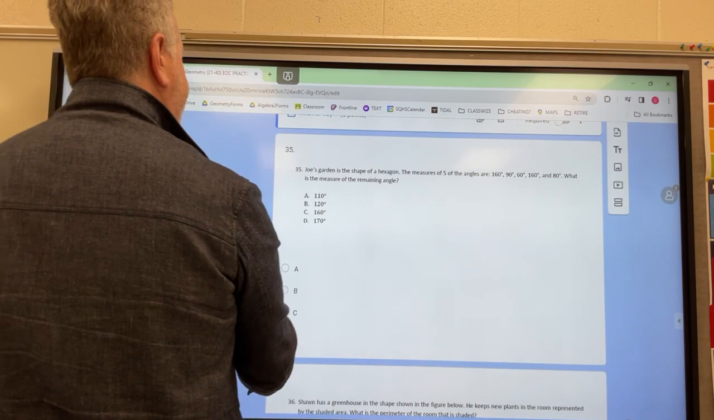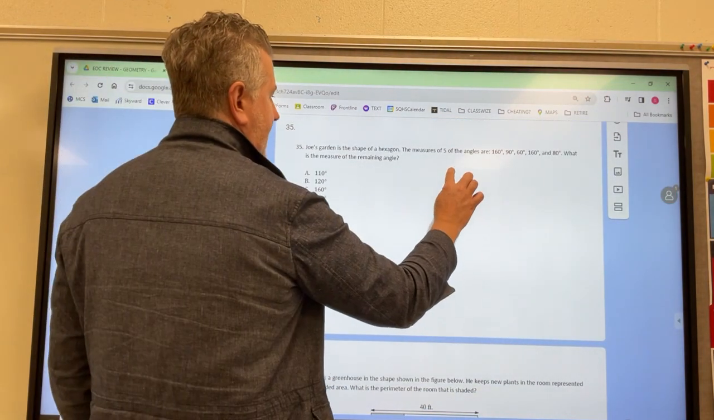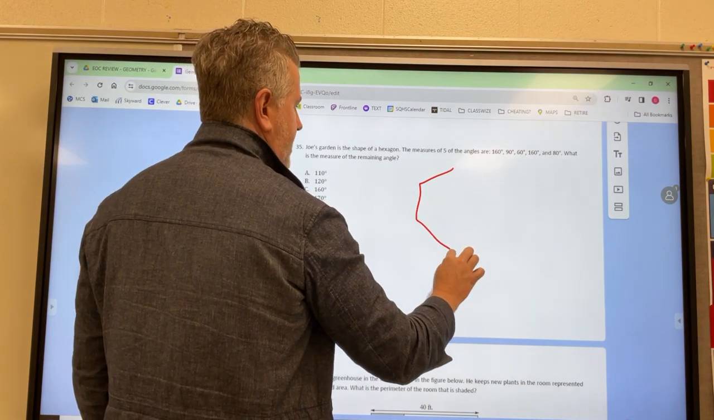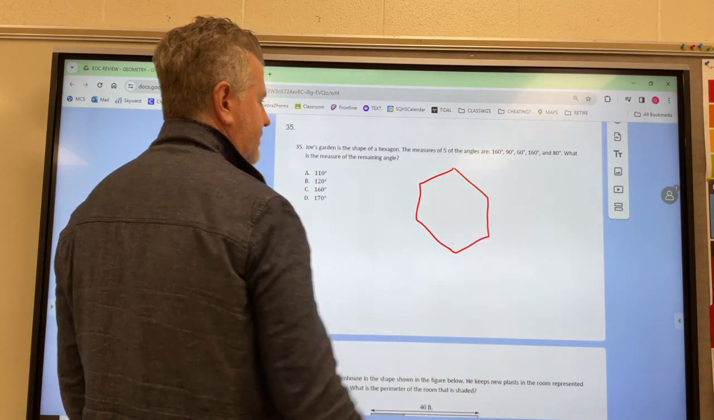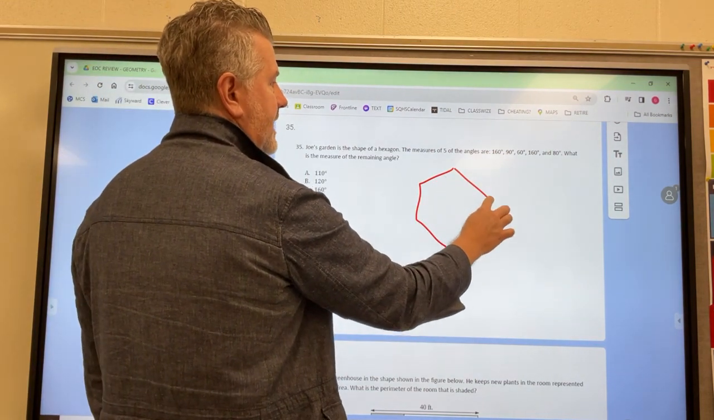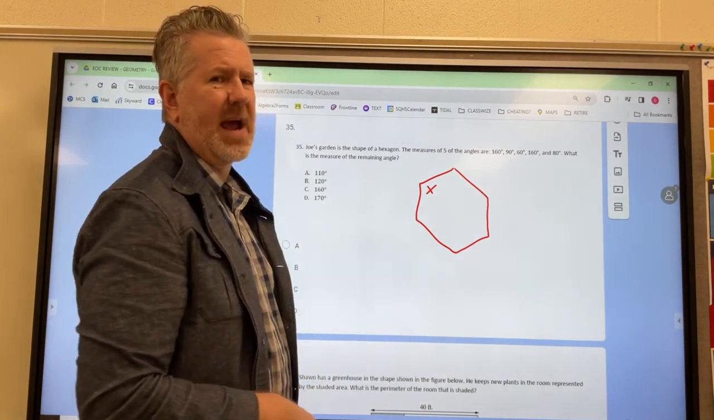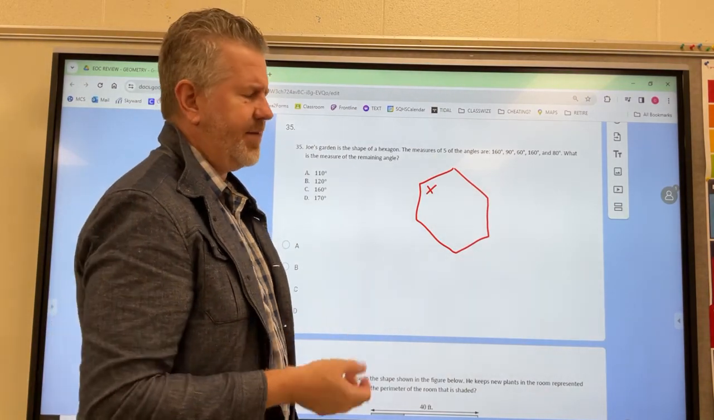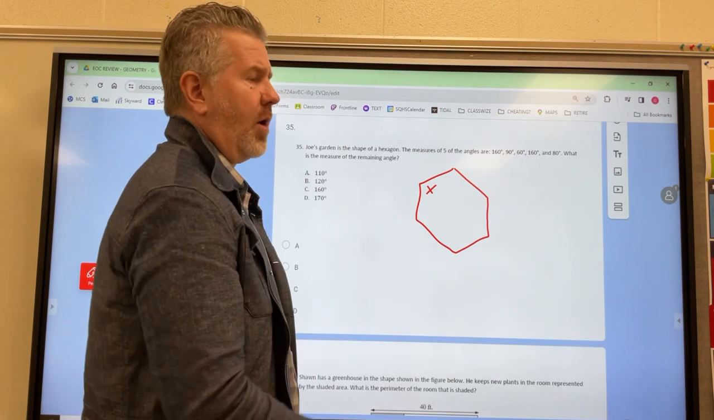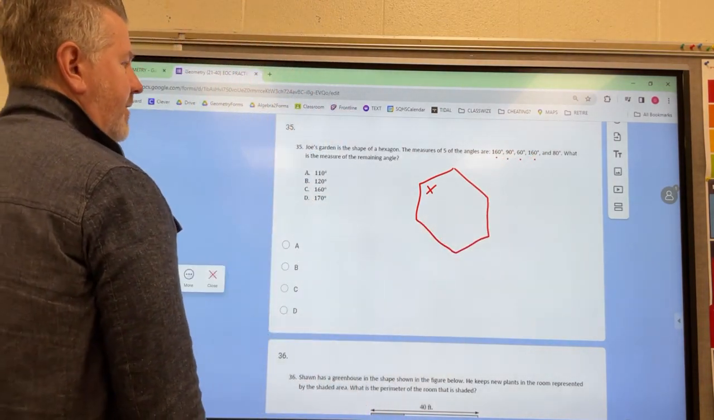Okay, 35. Joe's garden is in the shape of a hexagon. Hexagon is six-sided. So 1, 2, 3, 4, 5, 6. There's our six-sided figure. The measures of 5 of the angles, we don't have to label them: 160, 90, 60, 160, and 80. So what is the third? It doesn't say a regular hexagon, and I drew a regular hexagon. Don't let that throw you off, okay? These are not all equal. Clearly they're not. It tells us that they're not equal. What is the measure of the remaining angle?